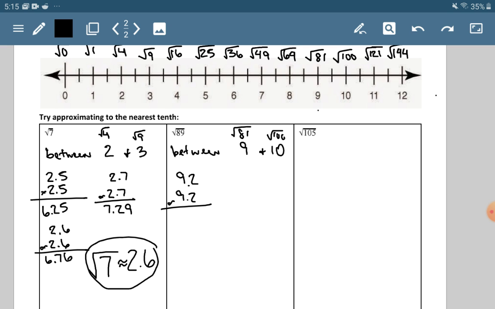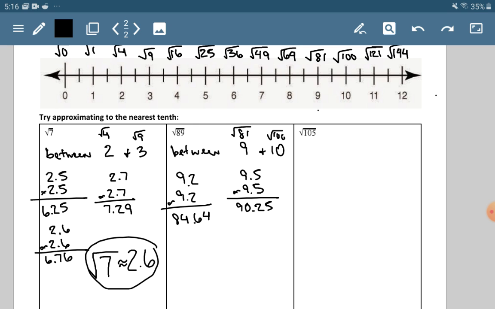If I were to work that all out, 9.2 times 9.2, I would get 84.64. At this point, I'm still actually pretty far away from hitting that 89. So I'm going to jump up a couple. I'm going to try 9.5 next. 9.5 times 9.5, if you did all your work, showed it all, worked it all out, you would get 90.25. That is extremely close to square root 89, but it is over.